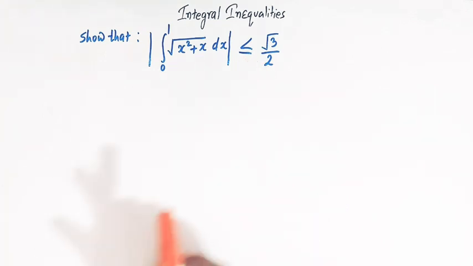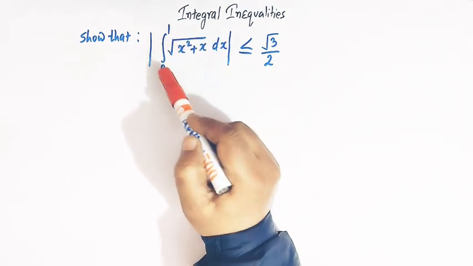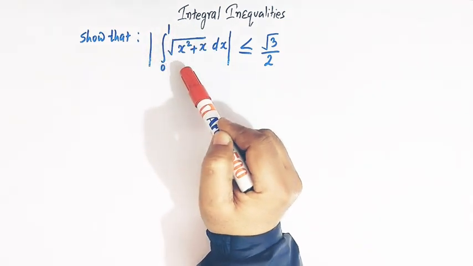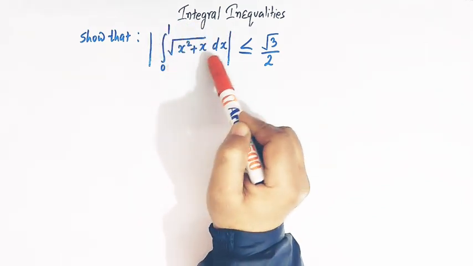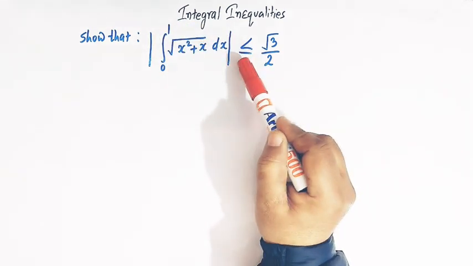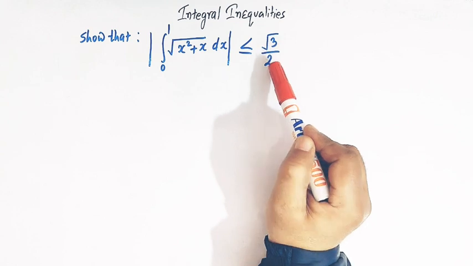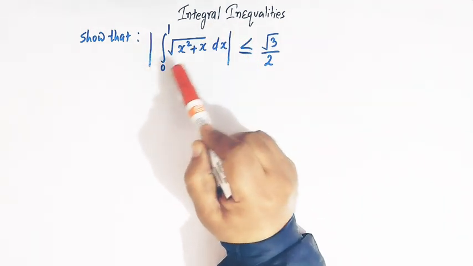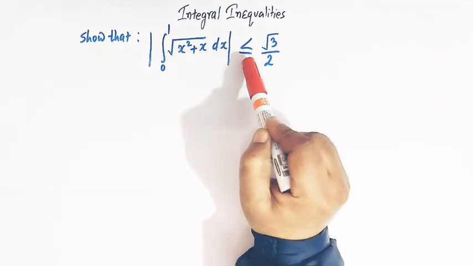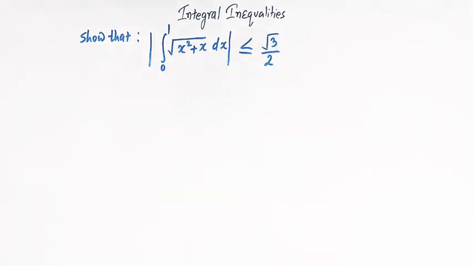So here, without calculating the value of the integral, we have to show that the absolute value of this integral is less than or equal to square root of 3 over 2, or in other words, the absolute value of this integral doesn't exceed square root of 3 over 2, right? So let us start.